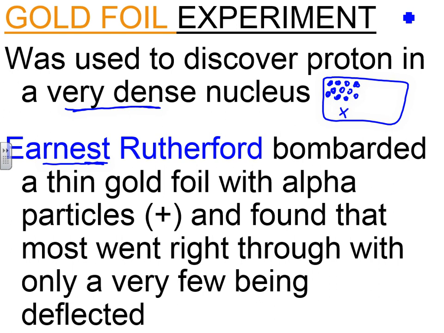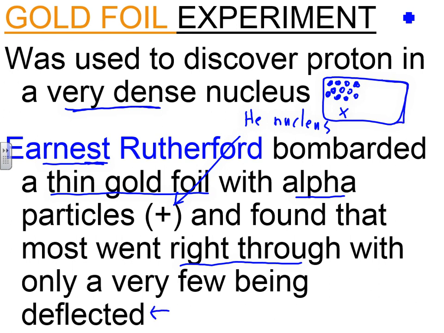So what Ernest did is he took a thin gold foil and bombarded it, or shot a bunch of alpha particles at it. Now, alpha particles are actually positive particles, and they actually are helium nuclei. That's what an alpha particle is. And what he found is that most of the particles went right through the gold foil, and only a very few of them got deflected, which means most of the gold foil actually is electron clouds, and very, very thin points contain the nucleus.